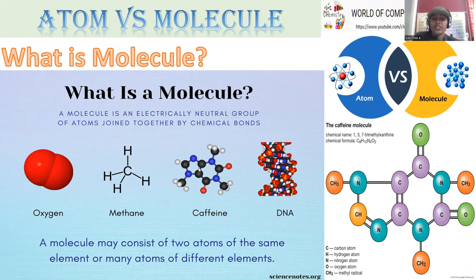Caffeine, here is the structure for caffeine. You can find a 6-membered and a 5-membered ring as well. That's the reason why a bicyclic ring formation is present with a larger number of atoms. DNA is highly complicated. Purines and pyrimidines are joined together with bond formation. Hydrogen bonds will be there.